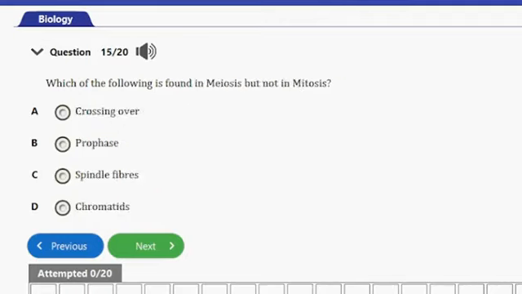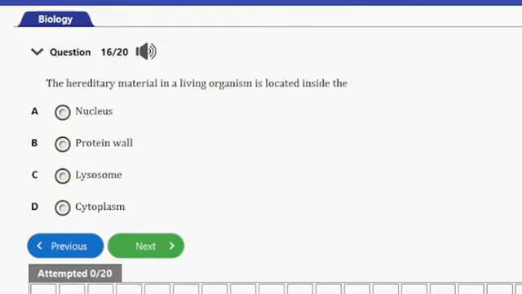So question number 15 here says, which of the following is found in meiosis and not in mitosis? So we have A, crossing over, B, prophase, C, spindle fiber, D, chromatids. So guys, option A is the correct answer to this question. Crossing over does not occur in mitosis, rather it occurs only in meiosis. And that's the answer to this question. So let's consider the next question.